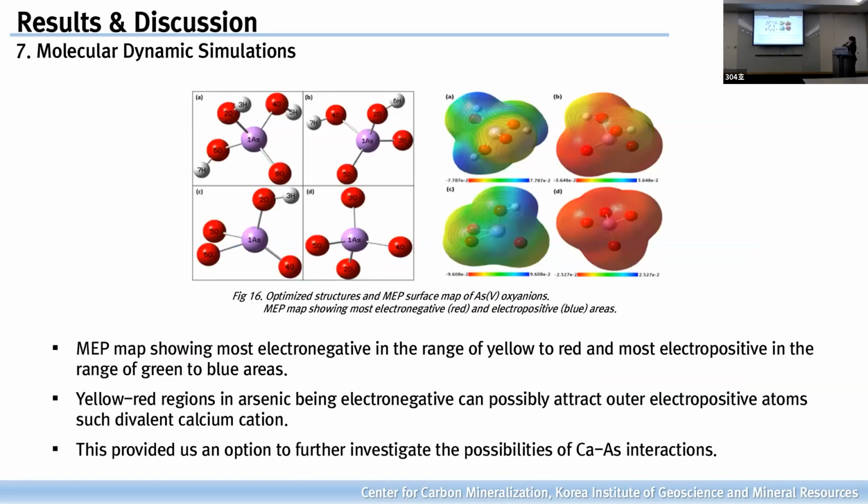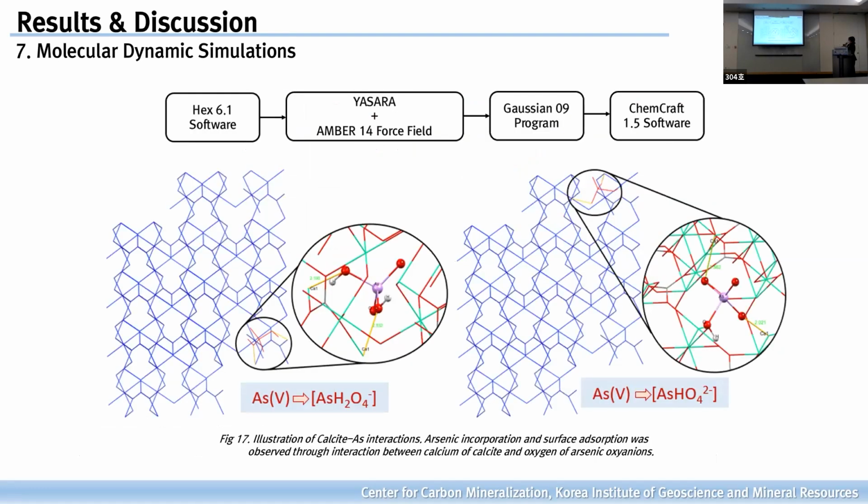The last one is molecular dynamics simulation. The molecular electrostatic potential maps show the most electronegative regions in the range of yellow and red, and the most electropositive in the range of green and blue. Yellow regions in arsenic, being electronegative, can possibly affect outer positive atoms such as divalent calcium ions, which provides an option to further investigate the possibility of calcium and arsenic interaction. And in this picture, the calcium ions reacted with the oxygen ions, not the arsenic ions directly.